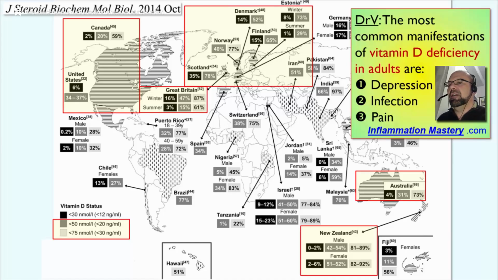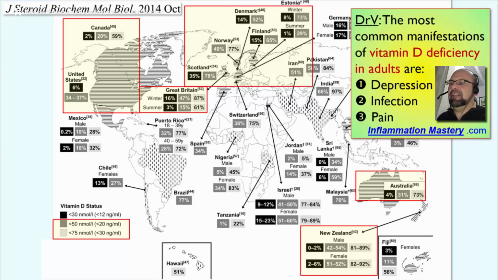The most common manifestations of vitamin D deficiency in adults are depression, infection, and today's topic, which is chronic pain. So in 2004, we documented in our review article that vitamin D deficiency was prevalent in most populations, and here again in an independent publication by other authors in 2014, they had the exact same conclusion, that vitamin D deficiency is a common problem worldwide.